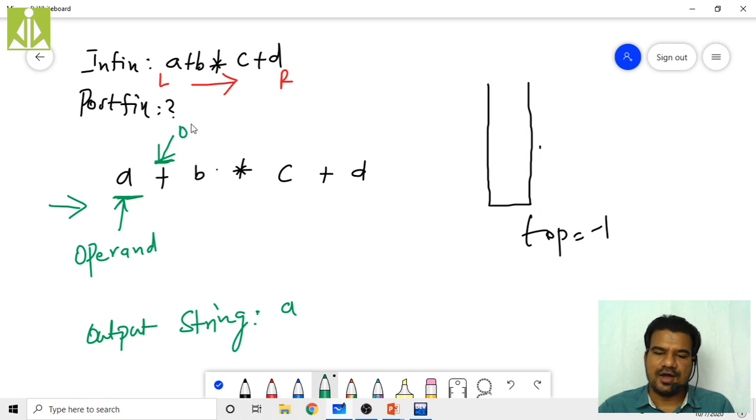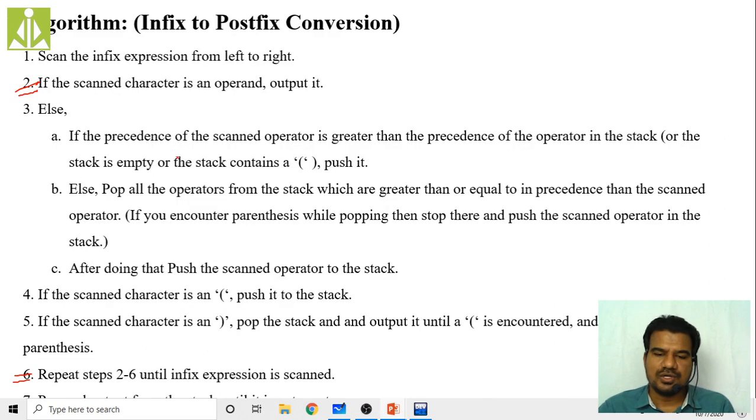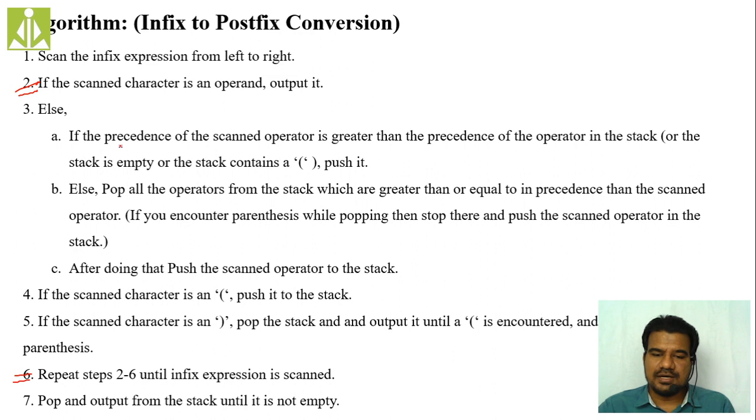It is an operator, isn't it? So if the scanned character is an operator, what do we have to do? Simply we have to come to this point. If the precedence of the scanned operator is greater than the precedence of the operator in the stack.